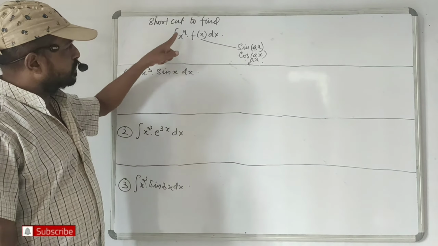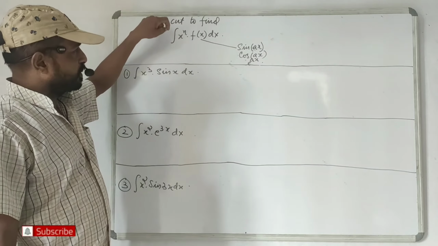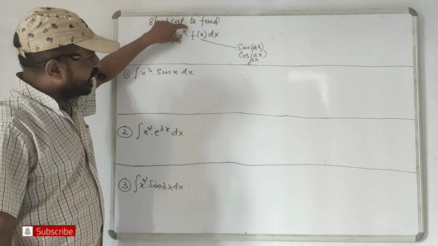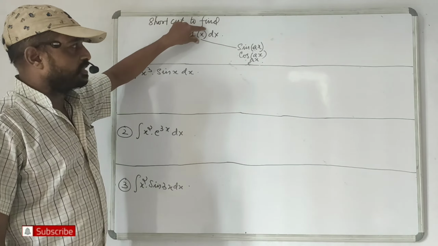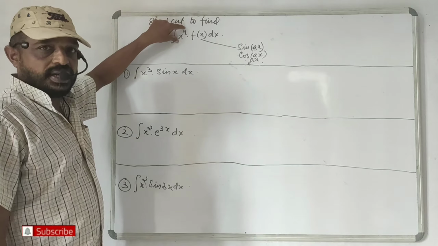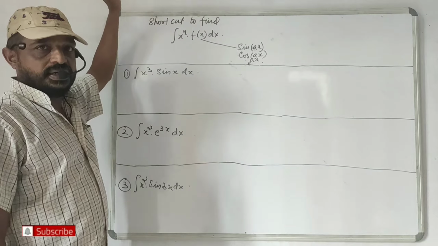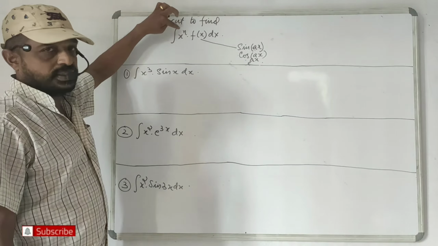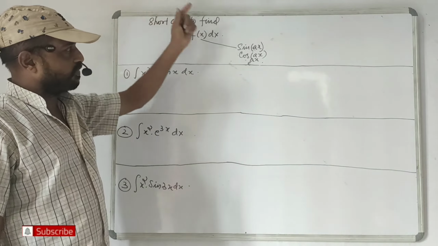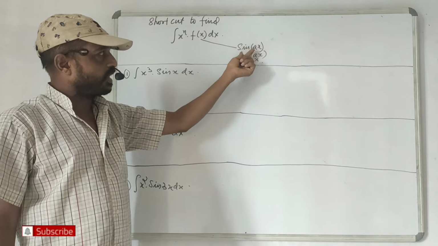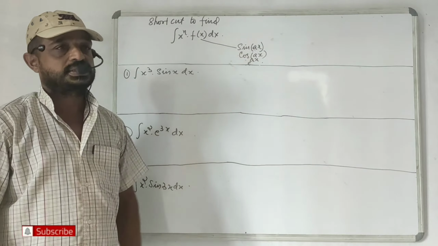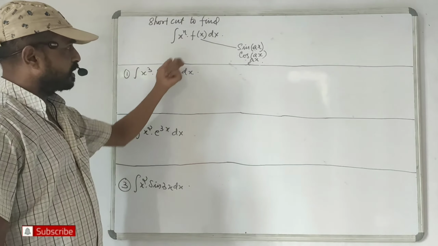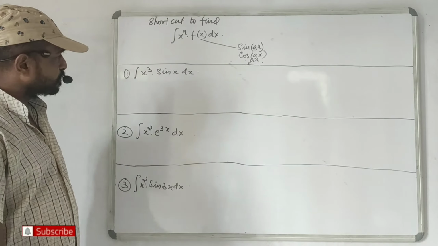Is it clear? We are going to discuss a shortcut method to find the integral of x raised to n f of x dx, where n can have any integral value, that is x raised to 1, x square, x cube, etc., into f of x. F of x may be sine of ax, cos of ax or e raised to ax. Now let us try to find the shortcut method.